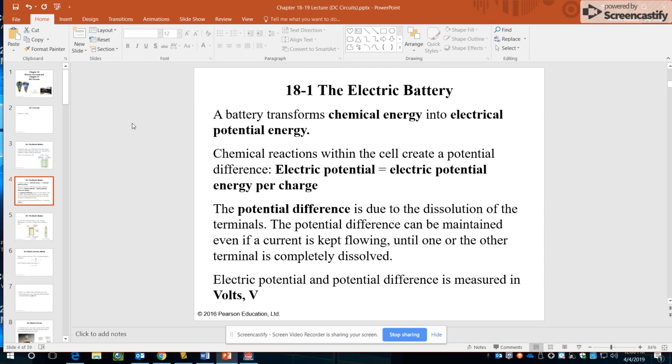So electric potential and potential difference are both measured in volts. Well, electric potential and potential difference are the same thing, essentially. And we measure in volts. We also call it voltage. Electric potential difference is called voltage. So this is a bit of a vocabulary problem. Voltage is measured in volts with the symbol capital V, both for voltage and for volts.